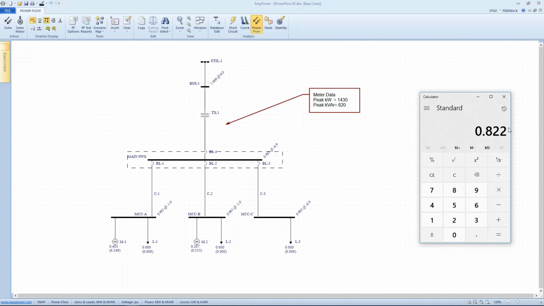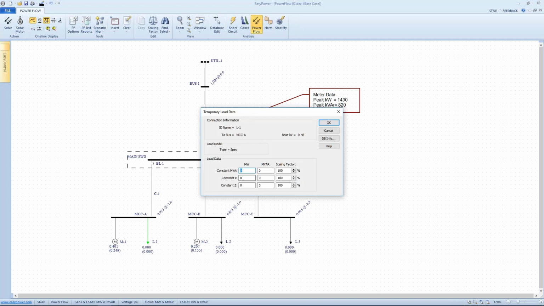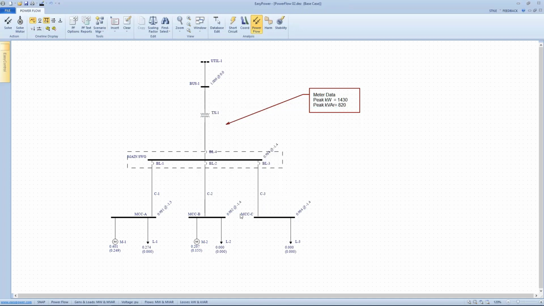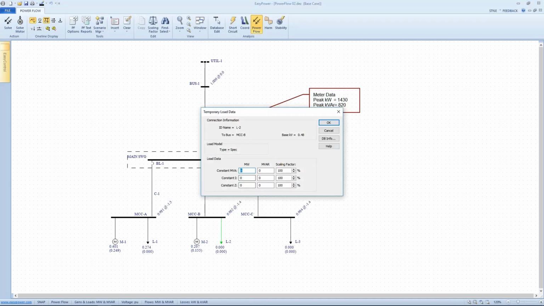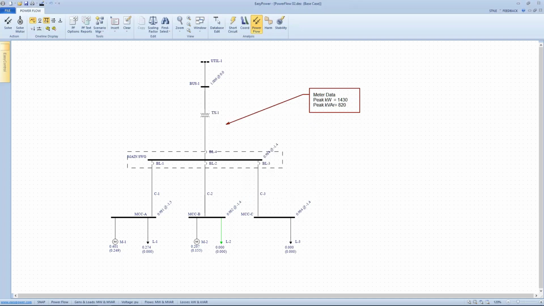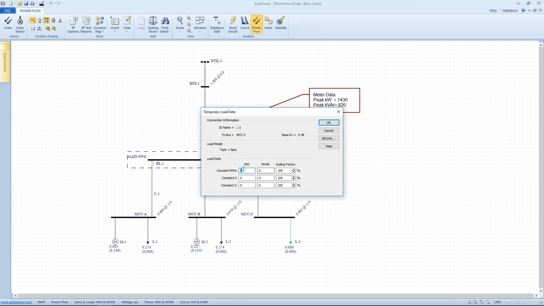And so there's a difference of 0.822. If we're going to divide that equally between these three distributed loads, I'll just divide this by 3. We want to put 0.274 at each of my loads. So on a temporary basis, I'm going to put 0.274 in each of my fixed loads. And we'll do the same thing for the reactive power.